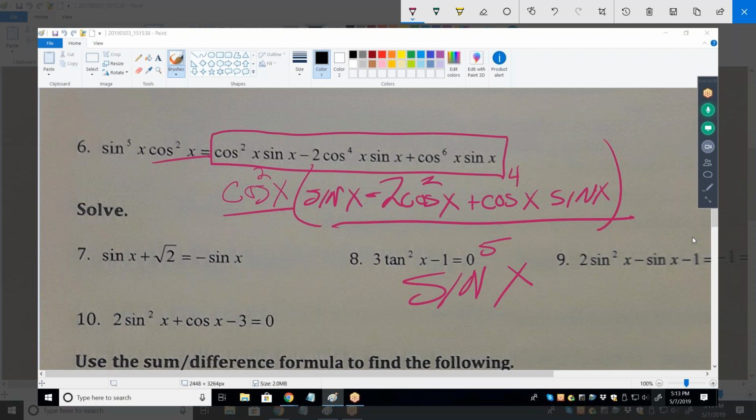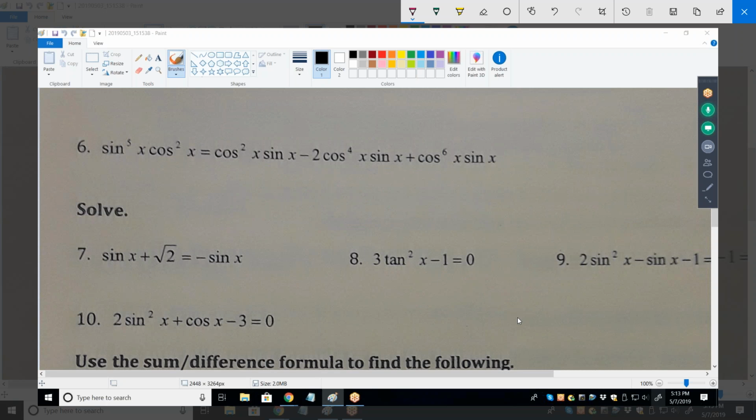Sine to the fifth of x. I don't know. Let's come back to this one also. This is one of those crazy, silly, hard ones that the teacher wants to stump everybody with. I don't want to waste your time trying to solve it in real time. If I knew how to do it, I would show you, but I'm going to have to think about how to do that one. It's just so strange.